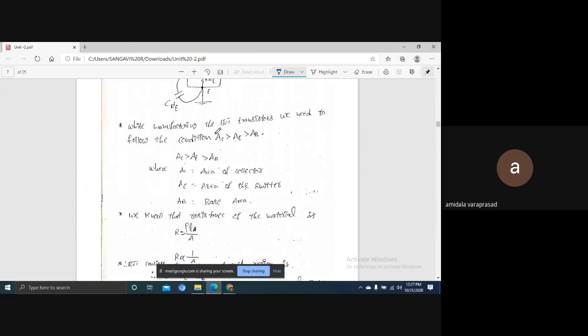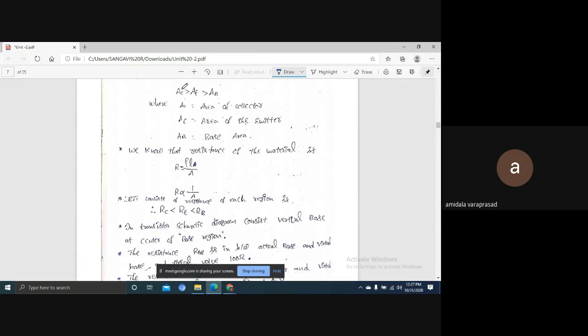To design a transistor, one of the conditions is: area of the collector region is greater than area of the emitter, which is greater than area of the base. Here each region is a material. For example, this is the collector region, an N type material, made as an NPN transistor. The emitter is also N, and the base is P. Collector, emitter and base are each one material.